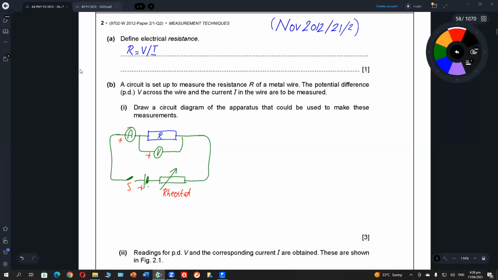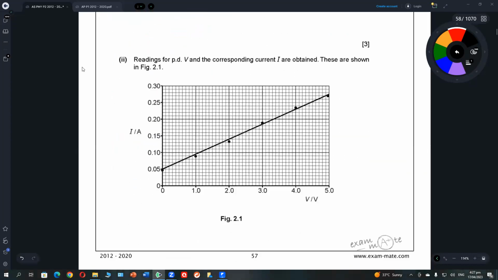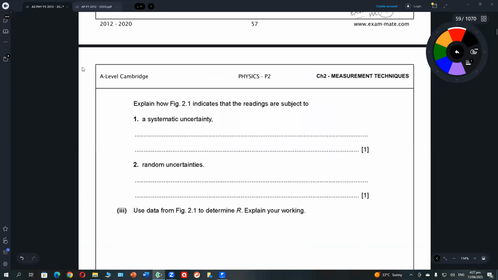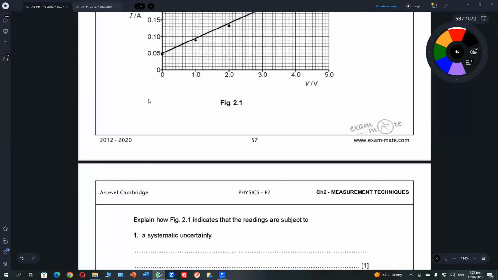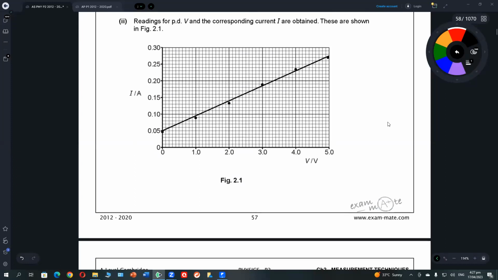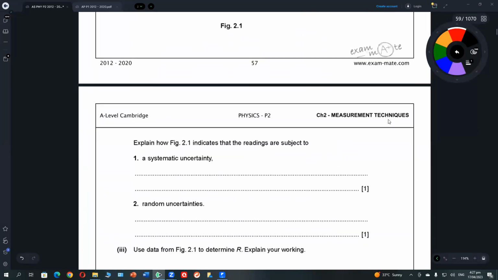Now the examiner says that readings for PD, V and the corresponding current I are obtained. These are shown in the figure. It looks to be a best fit line. They're showing some random error also. Explain how figure 2.1 indicates the readings are subject to systematic uncertainty. Can you tell me from the theory how I can say there is a systematic error? Because the reading does not start from 0. Yes, there is an intercept. Very good answer. There is an intercept.